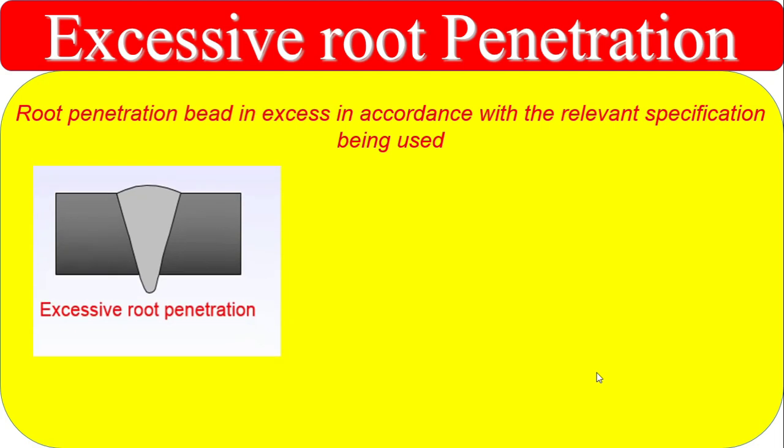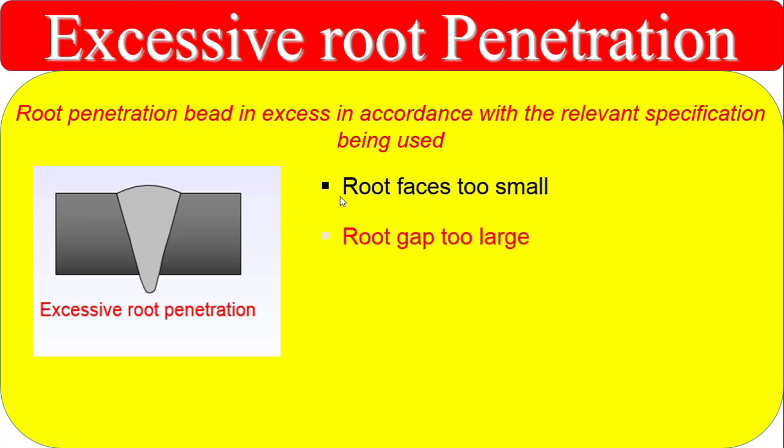Why is it excess? 1.5 to 3 mm is okay, a normal practice. But you can see here, it's too much, excessive root penetration. The root face is too small. You see the root face is very small. You cannot see it here because it is penetrated already. Root face too small, it will happen. If the root face is too small, or the root gap too large, definitely the root penetration bead will be in excess.